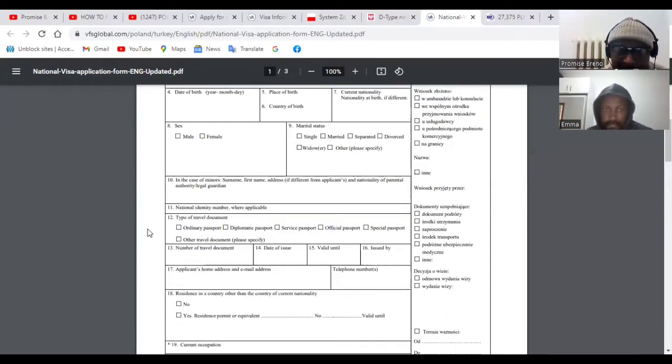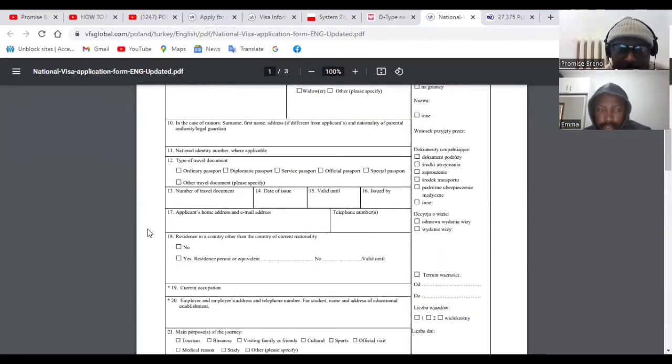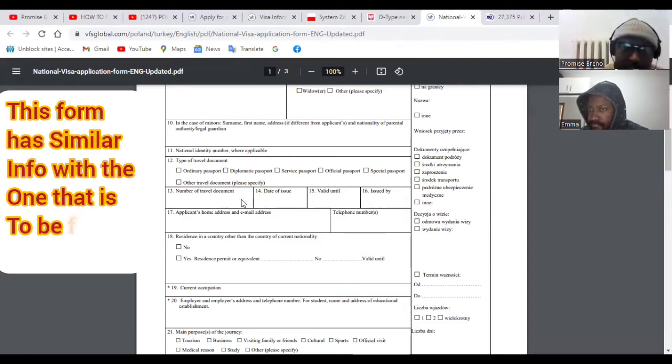Can I move on? Yeah, you can. Next, here choose ordinary passport. Next, number of travel document. This is where you enter your passport number. Whether you're filling it online on the e-consulate or by hand, it's the same information, the same kind of form. The only difference is that you are filling yours online and some people are filling it by hand. Very important.